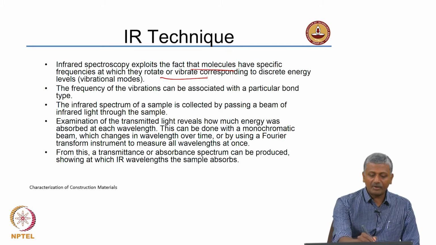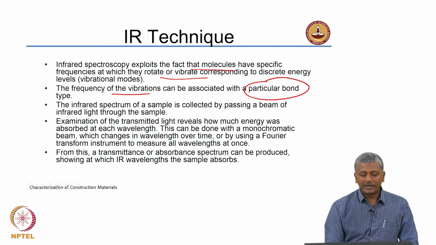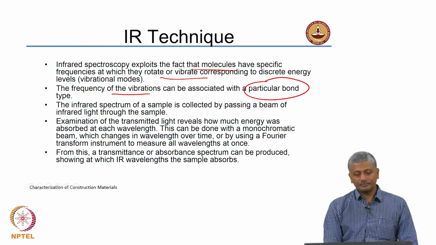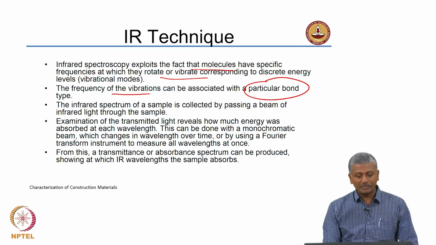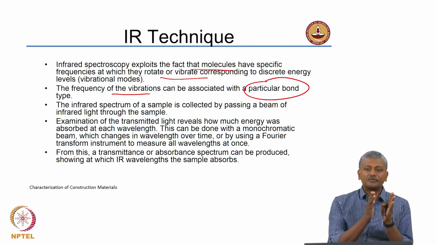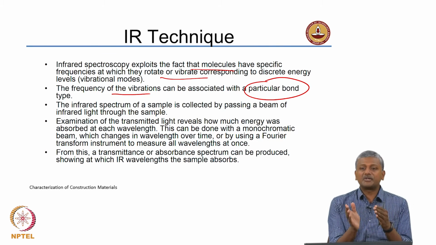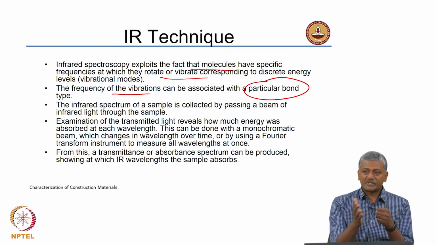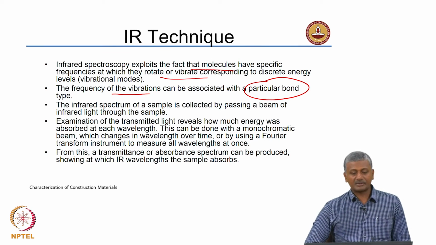So, the frequency of the vibrations can be associated with a particular bond type. Infrared is collected of course by passing infrared light through the sample, and how much of the energy gets absorbed or transmitted can give you an indication of specific wavelengths at which you can induce vibrations happening in the system.